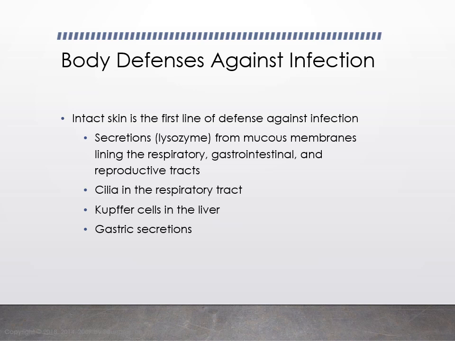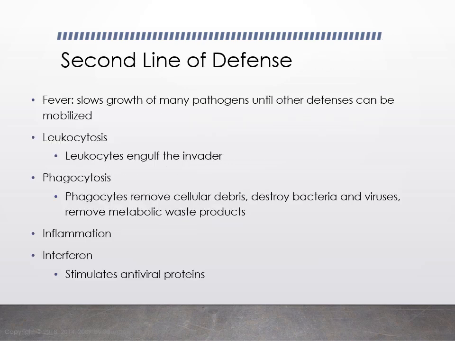So in this slide, we're seeing several different defenses we have to fight against infection. So we saw that intact skin was our first line of defense. Now we're going to be going into our second line of defense. The first one we're going to cover is fever. Fever slows the growth of many pathogens until other defenses can be mobilized. So it helps slow it down until our body and our other defenses can begin working.